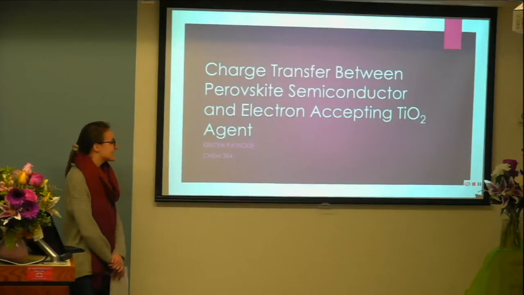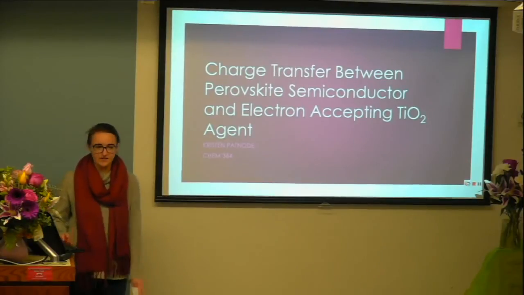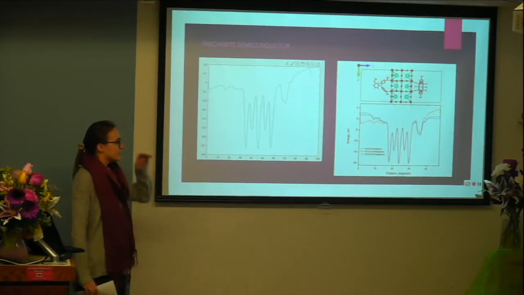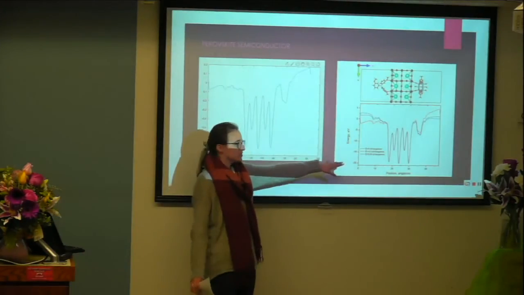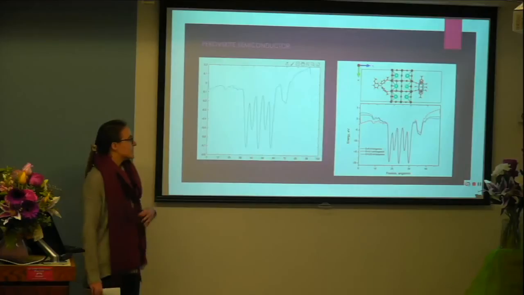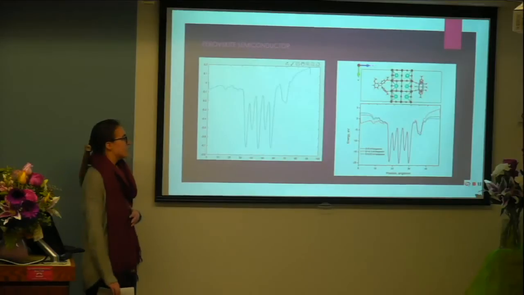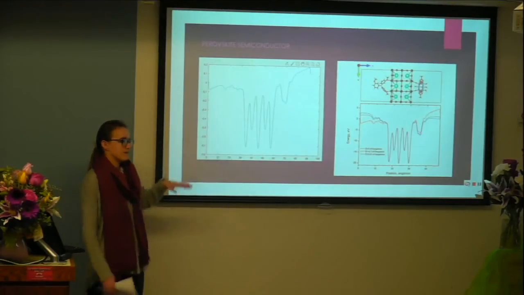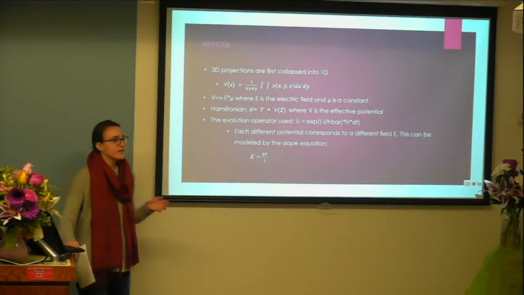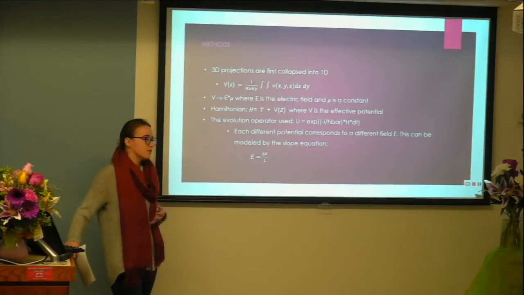As Dr. Killen said, my name is Kristen Patnode, and I'll be presenting on charge transfer between a perovskite semiconductor and electron accepting titanium dioxide. First here, I just have an image for you of the three-dimensional perovskite and then the one-dimensional projection. I'll speak a little on how we got the three-dimensional image into a one-dimensional projection in just a second, but just to familiarize yourselves with what this perovskite looks like in the MATLAB produced plots. You'll be seeing this throughout the rest of the plots in my entire presentation. So in order to first get that 3D image into a one-dimensional projection, we had to collapse our three-dimensional potential into a one-dimensional potential.